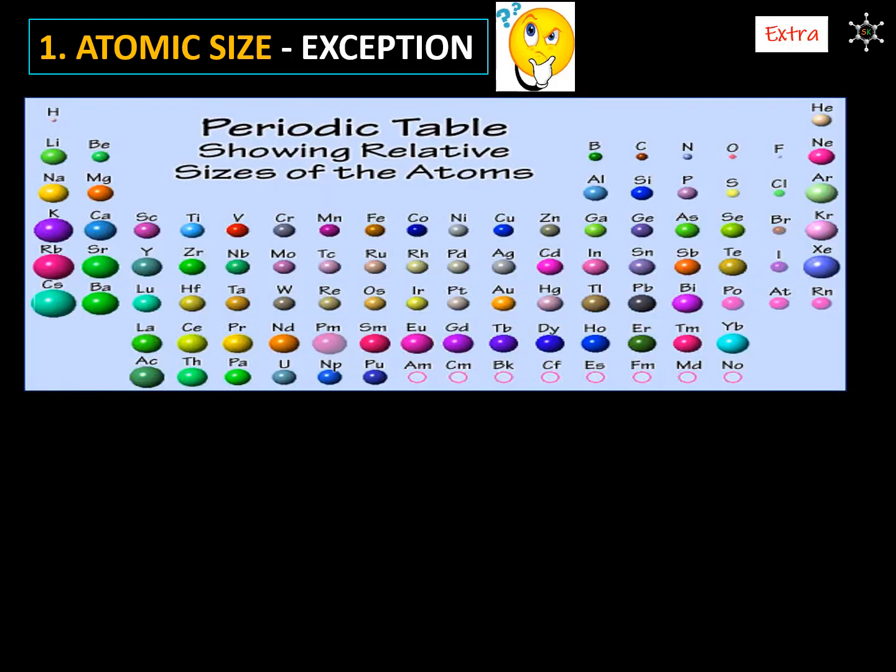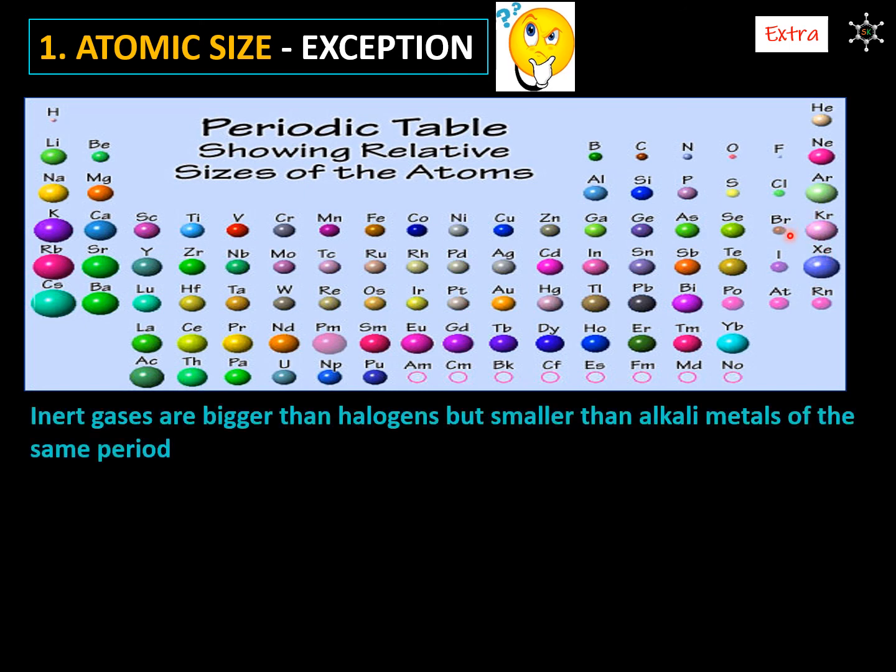In a periodic table, we expect the atomic size to decrease across the period and increase down the group. Noble gases being the last element in the period, we expect noble gases to be of smallest size in a particular period. But if we observe the size of noble gases, we can see that noble gases are bigger than halogens but smaller than the alkali metal present in the same period. This is an exception. This is happening because of the filled shell present in noble gases.